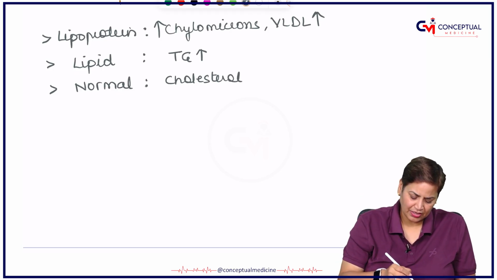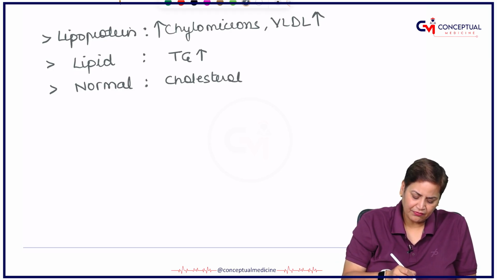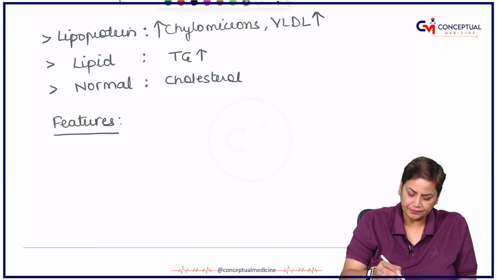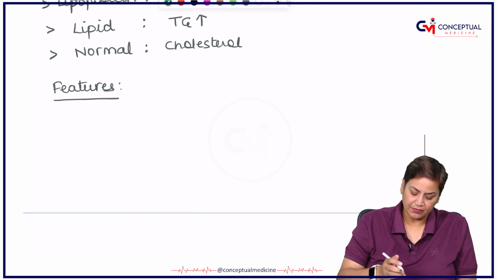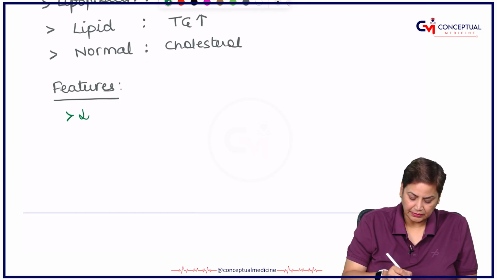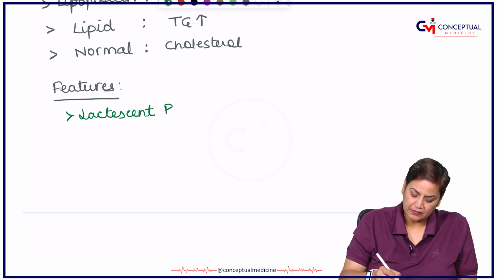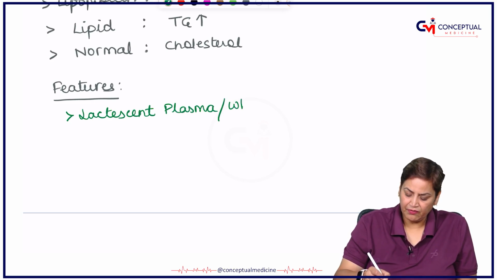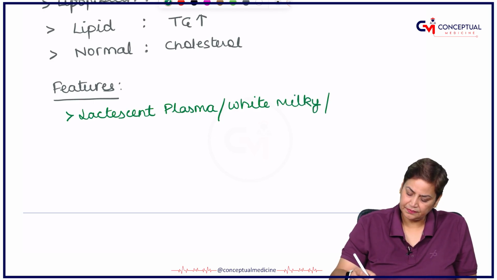So the most important thing here will be, what are the features? The most important one will be lactescent plasma, which means a white, milky-like appearance or turbid.